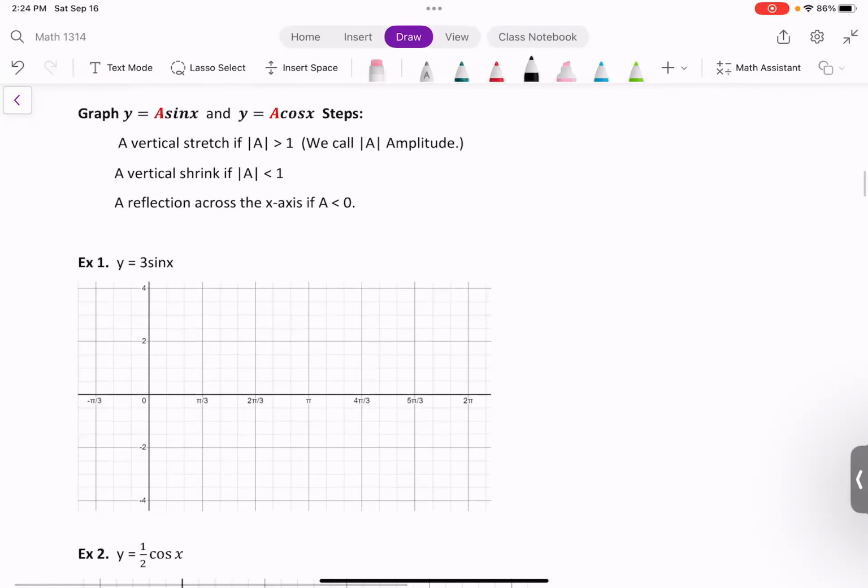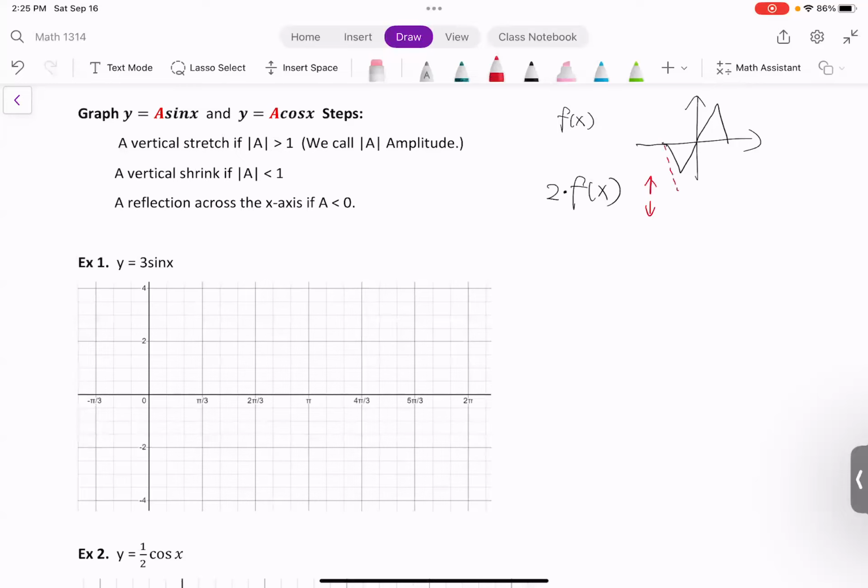Let's see how to graph y equals a times sine x, and y equals a times cosine x. In front of the sine and cosine, there is an a. Let's do a little bit of review. If I have a function f of x, and I know the graph of f of x, this is the graph of f of x. If I have 2 times f of x, let's do the review from college algebra. What is the meaning of 2 times f of x? All the y values multiplied by 2 will stretch, that means we stretch vertically.